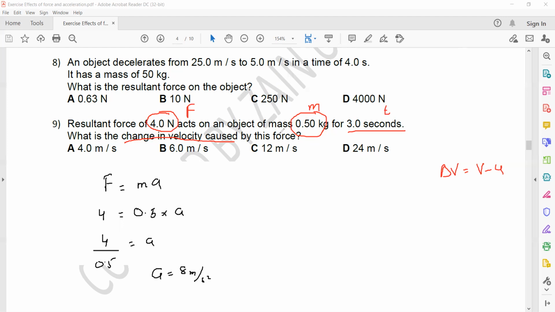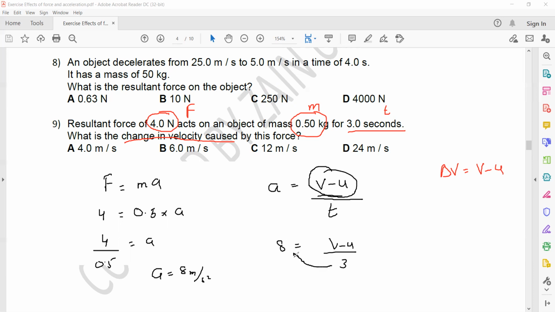Then in the question, we don't need acceleration, we need change in velocity. And how can we relate the acceleration with the change in the velocity? We know that acceleration is equal to final minus initial divided by time. So in the question, we need final minus initial, or V minus U. A is the acceleration, that is 8. T is the time, that's 3. And it is V minus U, or change in velocity.